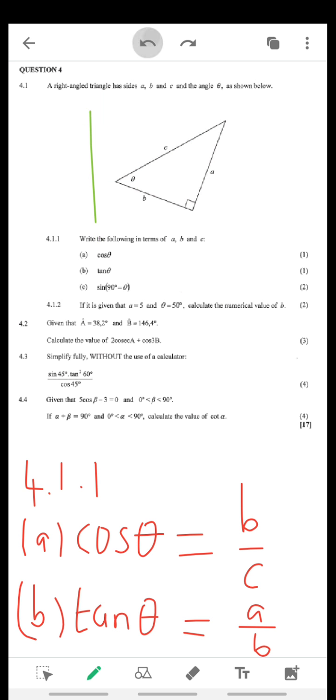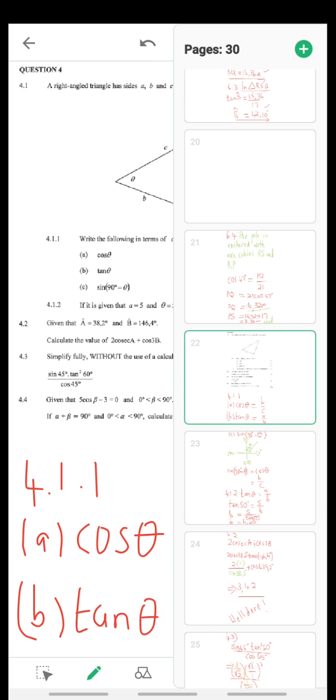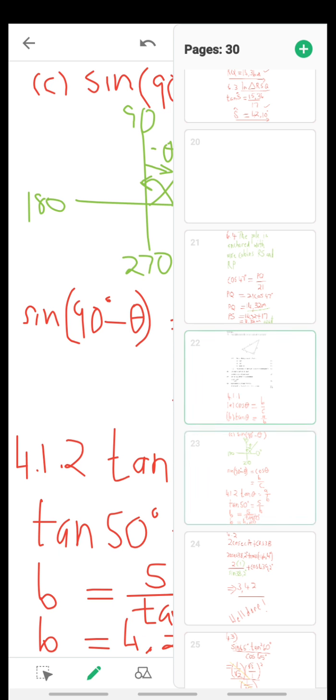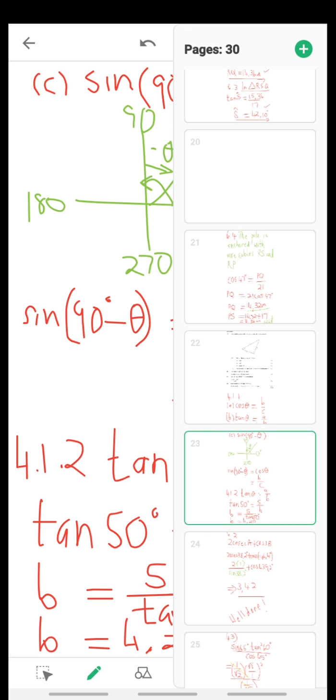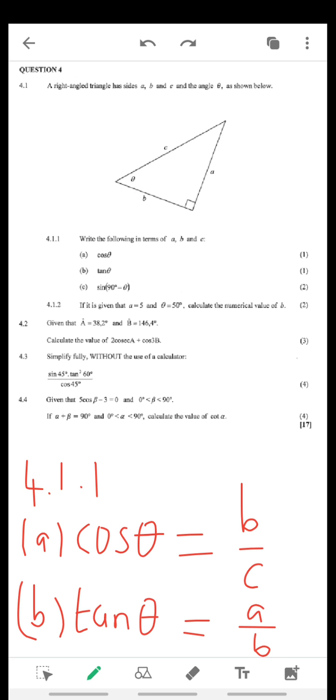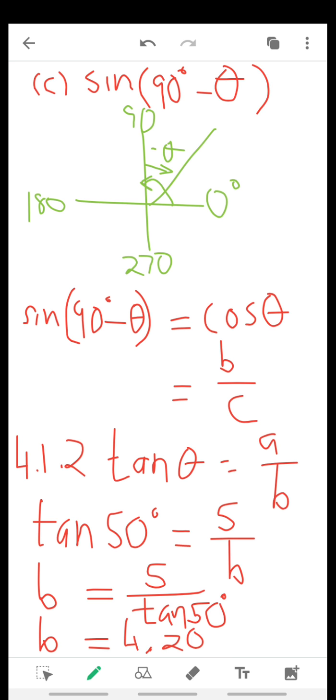So sine of 90 degrees minus theta is equal to cos theta. With 90 minus, first quadrant, all positive, but because it's 90 minus, sine becomes cos. Cos what? Theta. This is the answer. So if it is cos theta, let's continue. What will be cos theta in terms of A, B, and C? Cos theta will be adjacent over hypotenuse, which is B over C. We have exactly that.